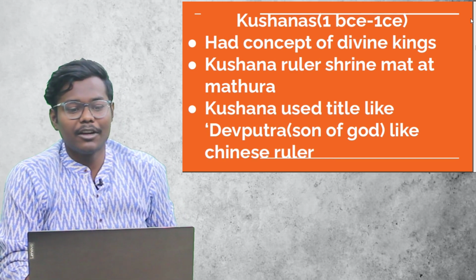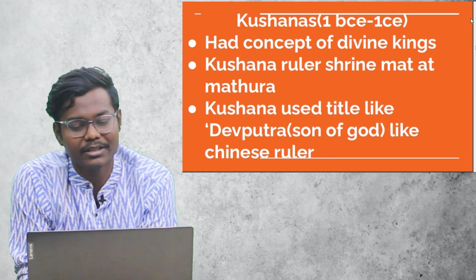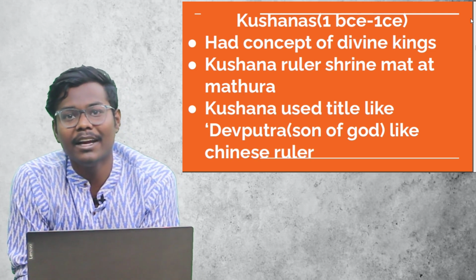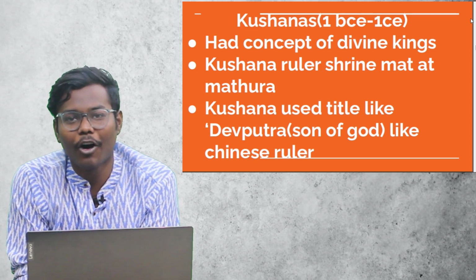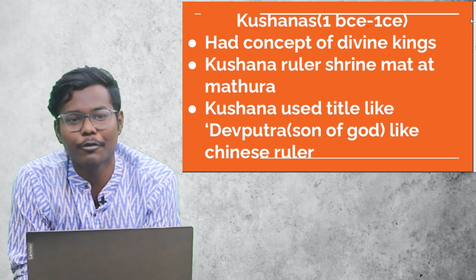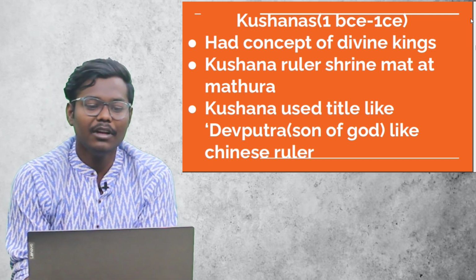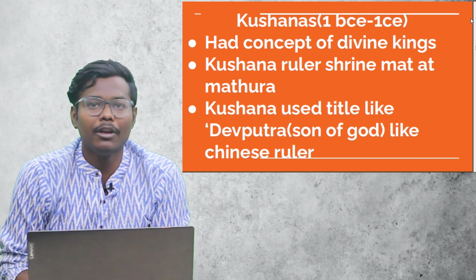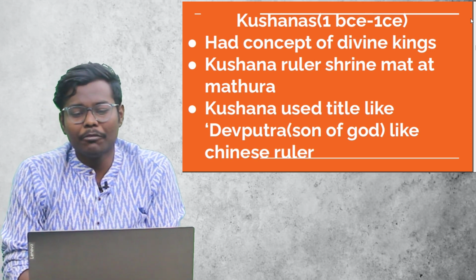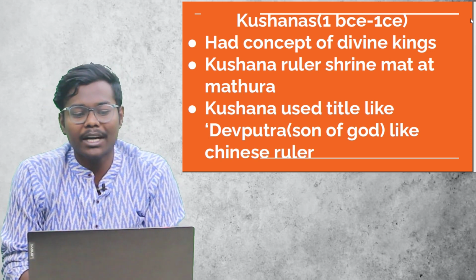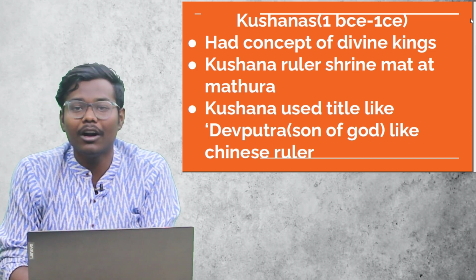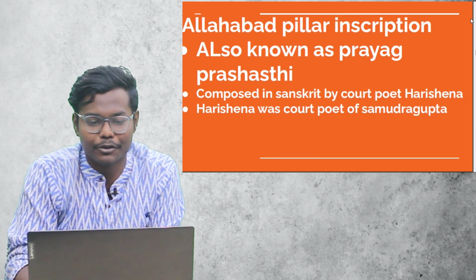Then after that, another ruler is the Kushanas, who came from Central Asia. They came with the idea of divine kings. Divine kings means kings like God, or the argument they give is that they are ruling with the verdict of God. So to make himself divine, he built a shrine in Mathura. Then they used titles like Devaputra, son of God, and this tradition was very much there in China also.